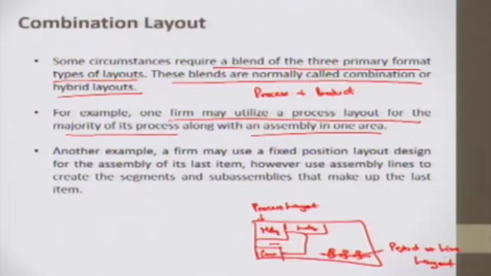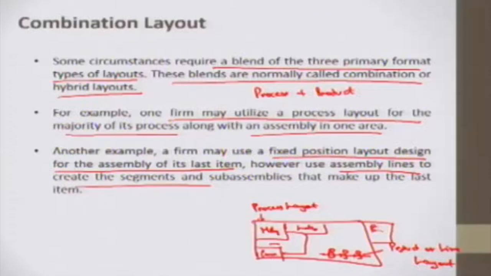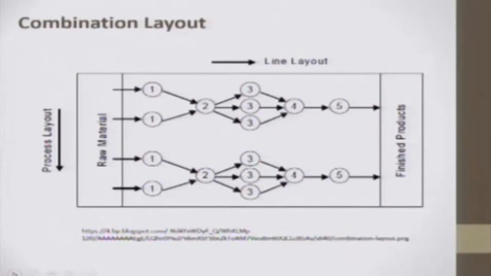Another example can be a firm may use a fixed position layout design for the assembly of its last item. For example, at the end he is using a fixed position layout for the assembly of the last item. However, he uses assembly lines to create segments. For example, in this case only, from this process layout or from these lines, this is our final section here, and here he is using an assembly, I would put assembly, and here he is using a fixed position layout. So this is an example here of a combination layout.